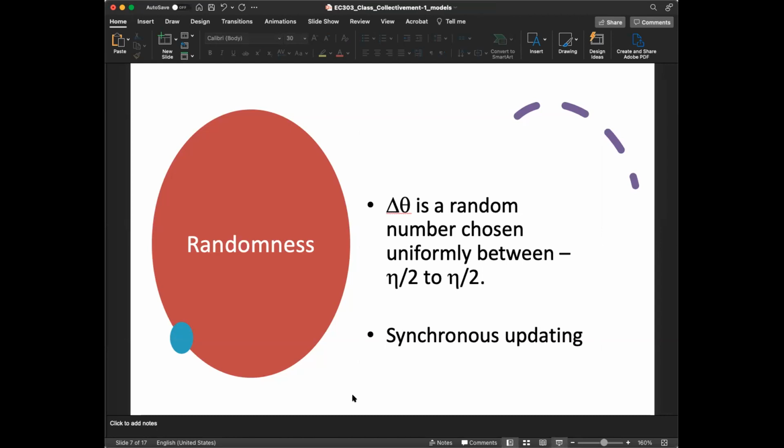So these are the rules of how the agents move in this model. Any questions before I go forward? Are the rules of the model clear?